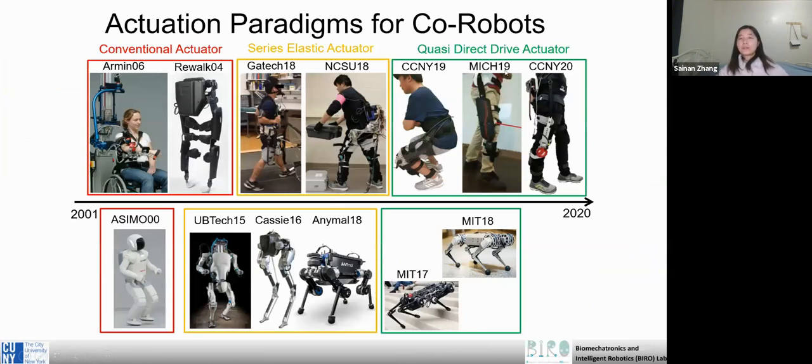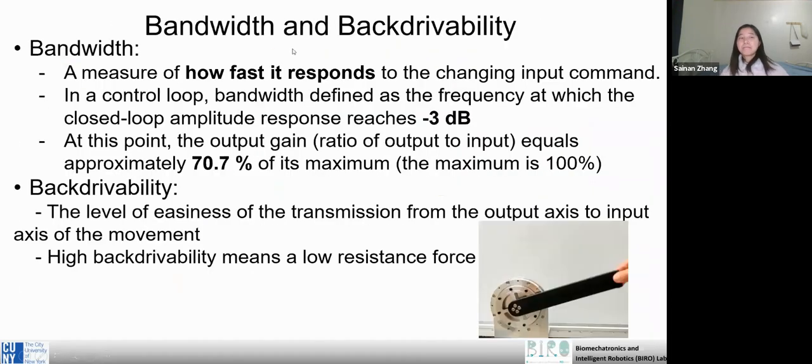We already know the Quasi-Direct drive has better bandwidth. So the Mini Cheetah can run faster, jump, walk, and do faster motions. But the conventional actuator and series actuator just work slowly. So that is the benefit of high bandwidth.